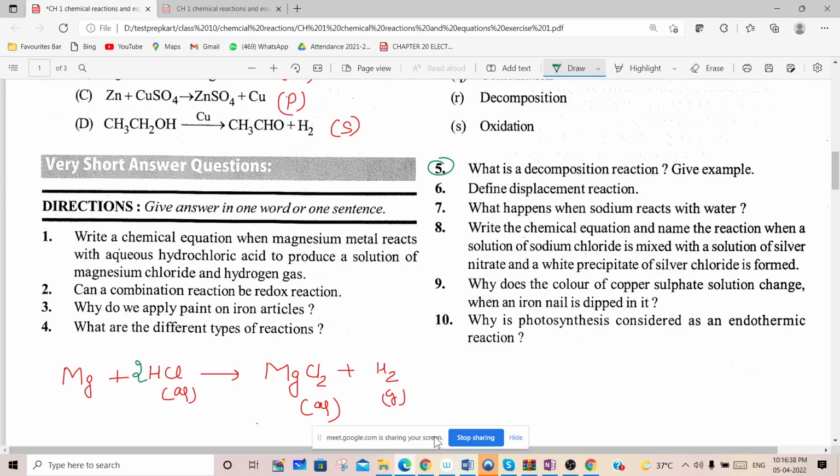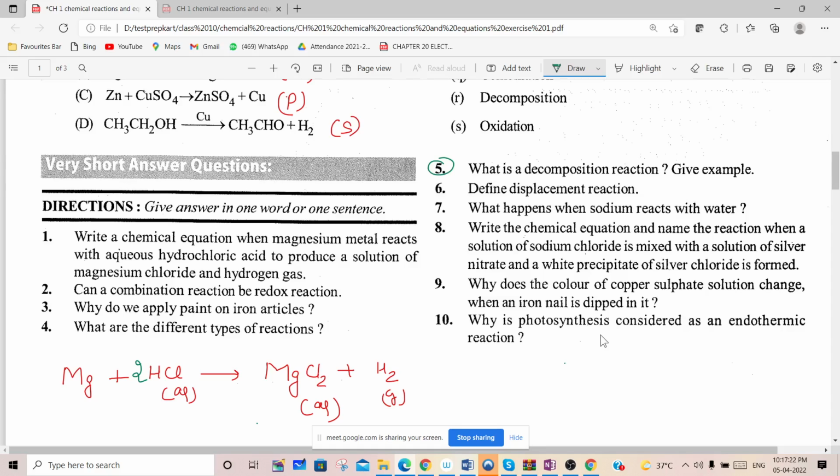Question number 6. What is a displacement reaction? You tell me the answer. When one element takes the position of the other element present in a compound, that's known as a displacement reaction. More appropriately, I can say a more reactive element displaces the less reactive element from a compound. Will that be a better answer? Yes, sir. Right.